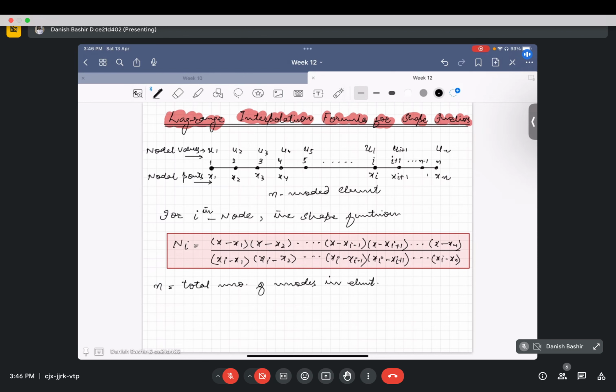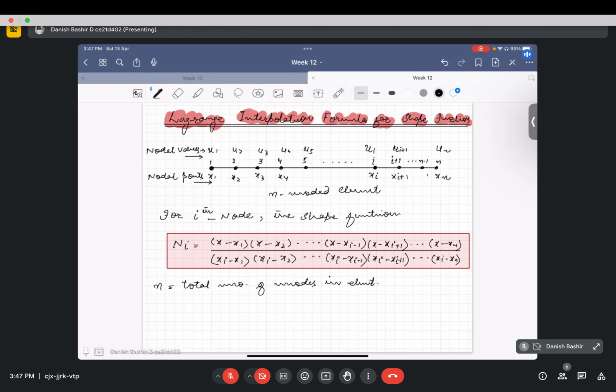If you people are sharp enough, you will note that the numerator is actually a product of the terms x minus x1, x minus x2 up to x minus xn. It is actually the product of this thing only. And the only term missing from the series is the one associated with the ith node. Actually, x minus xi is missing only from the numerator. And the denominator is the product of xi minus x1, xi minus x2, and the only term missing from that is xi minus xi, that is actually equal to 0. So it is very important to know that.